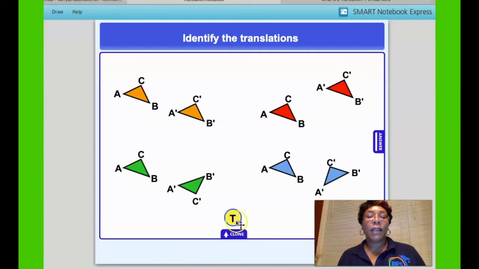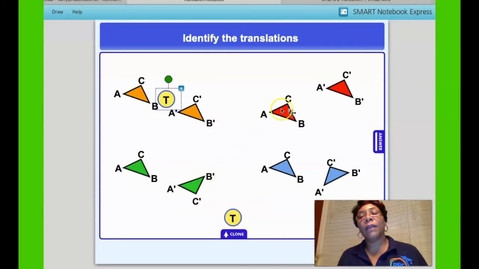All right, let's look at it and see. I think I look at this and it looks like it just went this way, so I'm going to go with the gold. Then I'm going to say, well, let's look at this green. I look at A here. I have A prime. That's a good one. I look at B, but I don't have B prime. It's up there. Can't use that one.